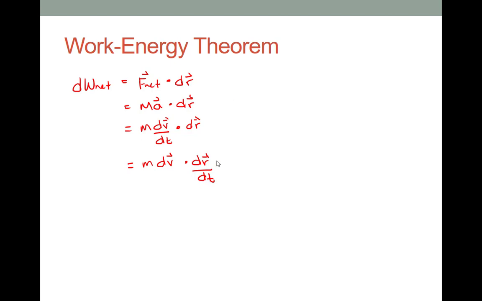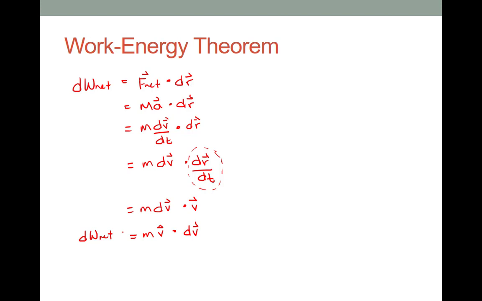And now I'm going to look at this new thing that I've made, this dr dt sitting right there, and I'm going to realize that by definition, that is the velocity. And because dot products are commutative, I can rearrange this to be mv dot dv. Okay. And that is this little chunk of work.